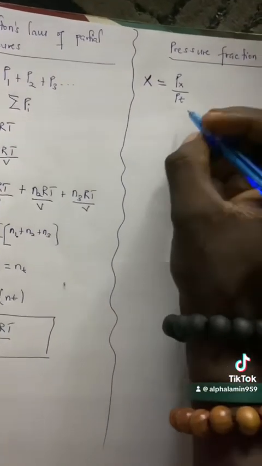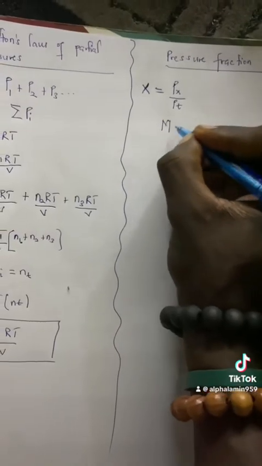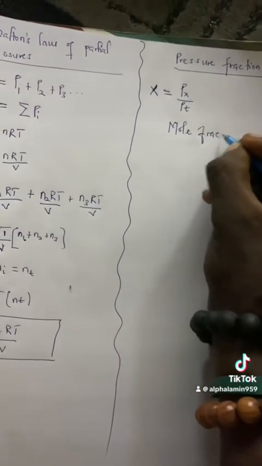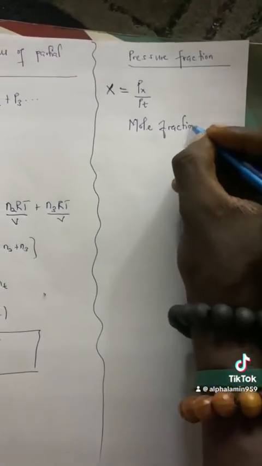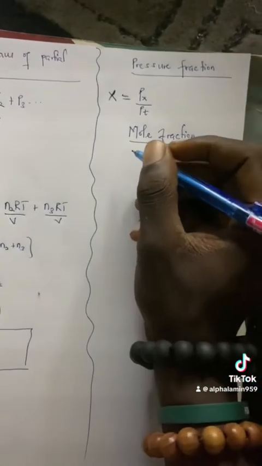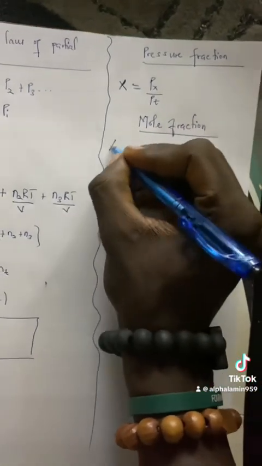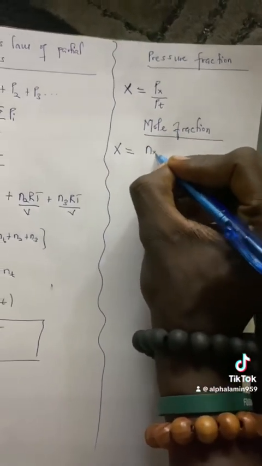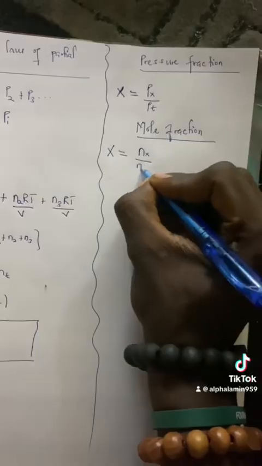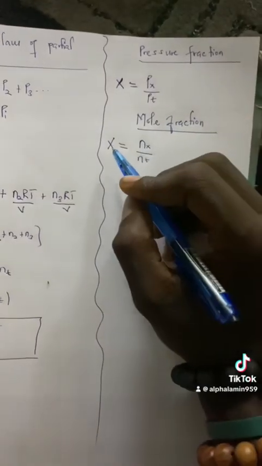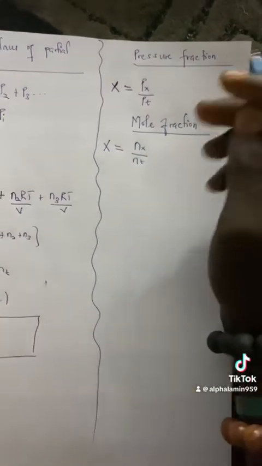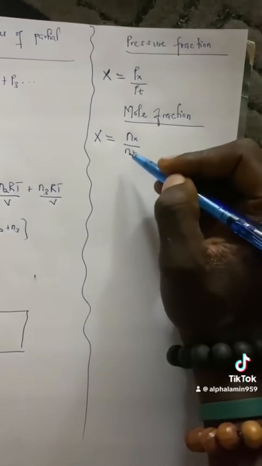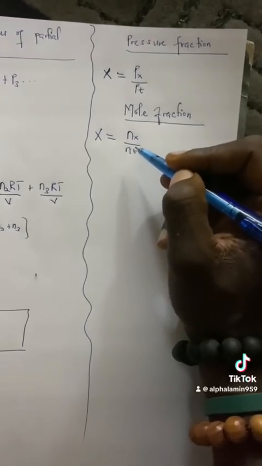We also have the mole fraction of a gas. The mole fraction, let's say we have a gas X, is equal to the number of moles of gas X over the total number of moles. This is not difficult. If you have a gas X and you're asked to find the mole fraction, it is the number of moles of the gas X over the total number of moles of all the gases that you have in the mixture.